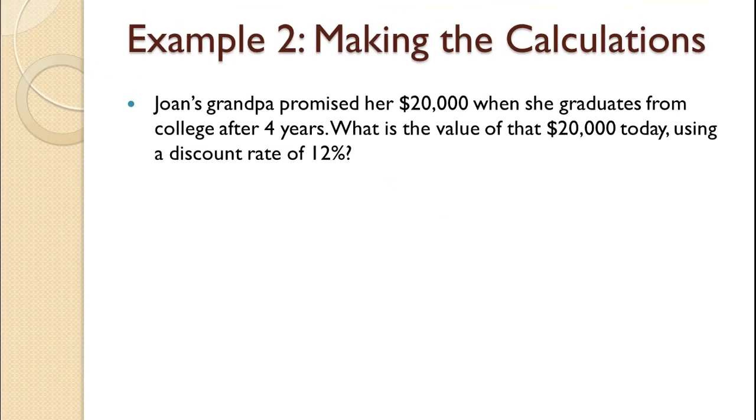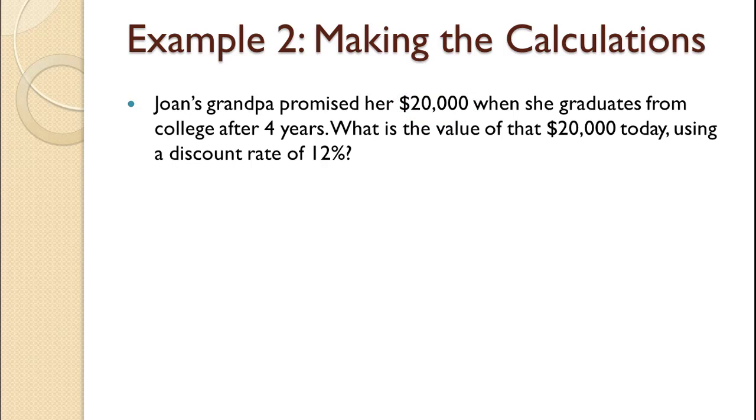We're going to start out by going through those four problems that we've already looked at. So we already know present value and future value. Now we're going to do the actual calculation. Let's take a look at the first one. Joan's grandpa, remember, promised her $20,000 when she graduates from college. We want to know what that's worth in today's dollars.